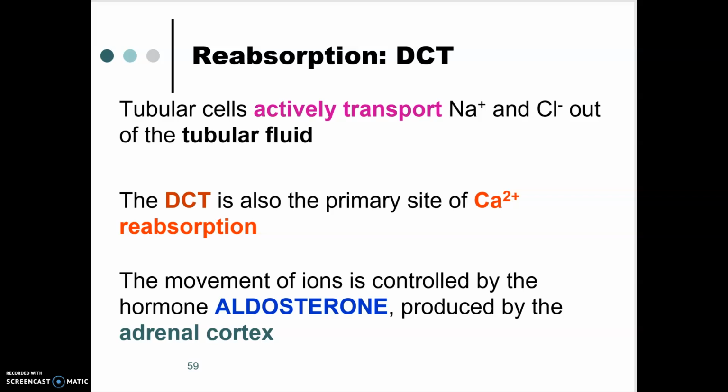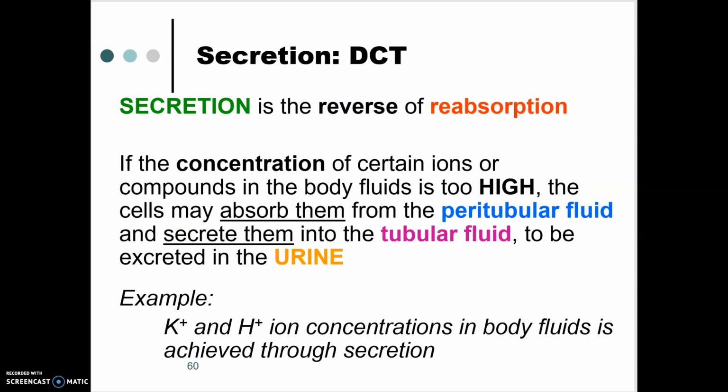So the tubular cells here will actively transport sodium and chloride out, so we save sodium and chloride, we don't lose it. We'll also reabsorb calcium ions, so we don't lose those either. And then by hormone control, aldosterone in particular, presence or absence of aldosterone will also help us fine-tune what is lost finally in the urine.